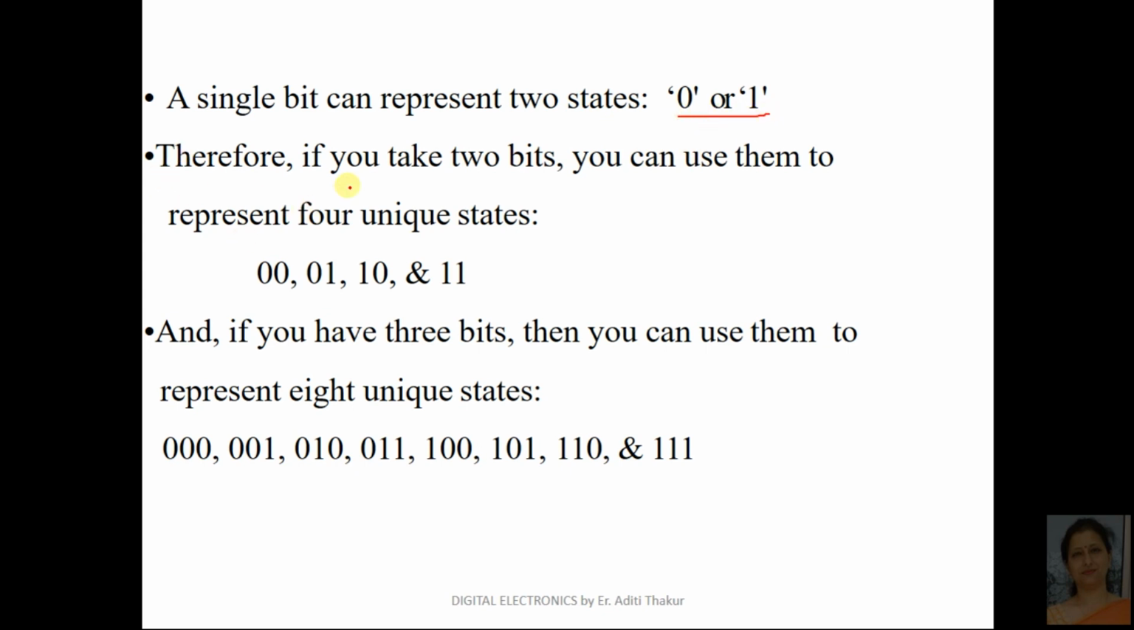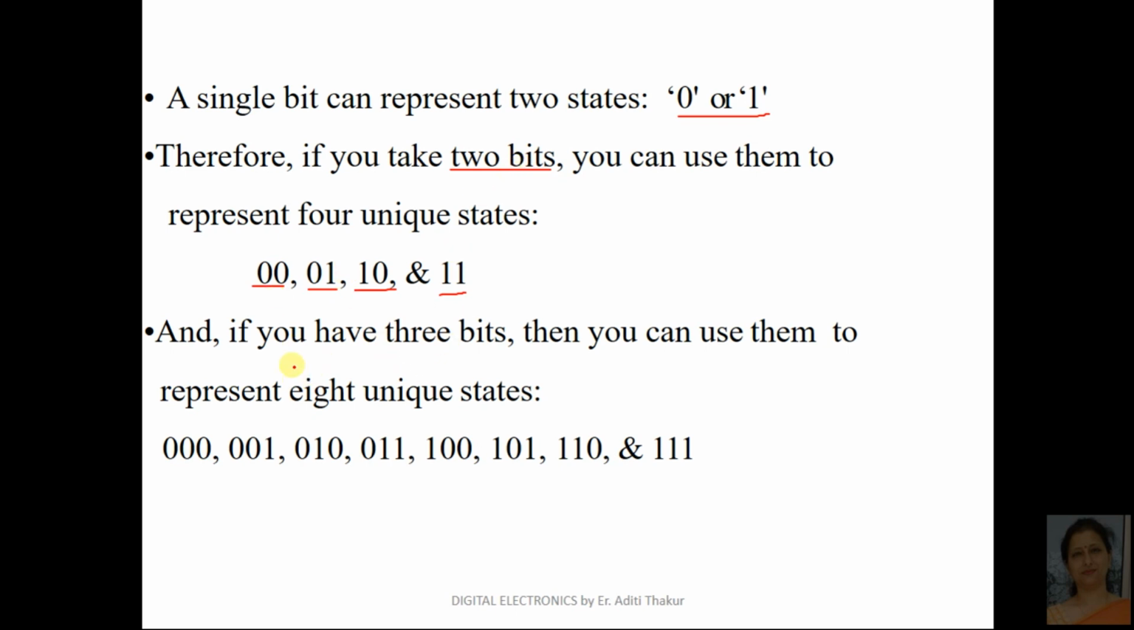Now let us suppose we have 2 bits. For 2 bits, what are the possible combinations? It may be 0 0, it may be 0 1, it may be 1 0, or it may be 1 1. There is no other possible combination with 2 bits. These are also known as unique states, which can be represented by using 2 bits.